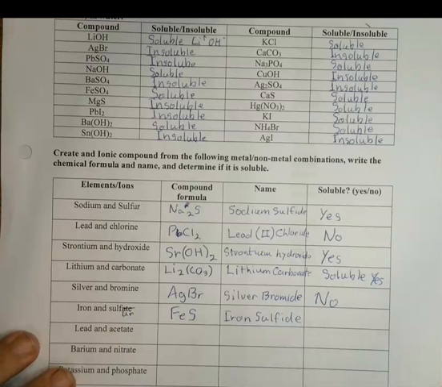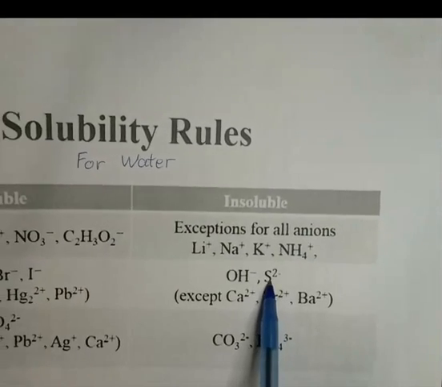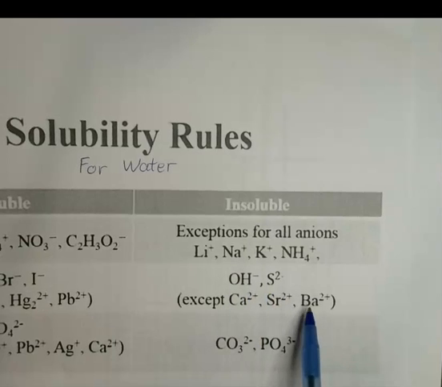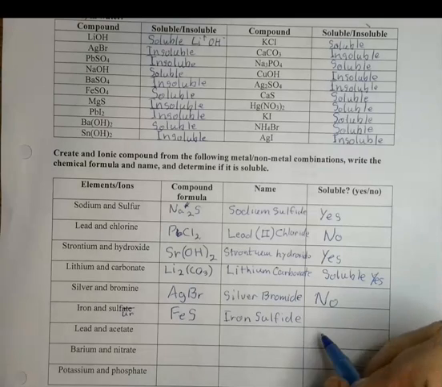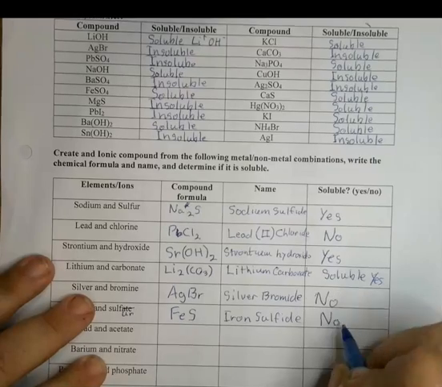So iron sulfide. Now we go to our solubility rules. It says that sulfur is insoluble except when one of the exceptions exists, but none of those exceptions exist, so it's insoluble. Iron sulfide is insoluble, so I'm going to put no, it's not soluble.